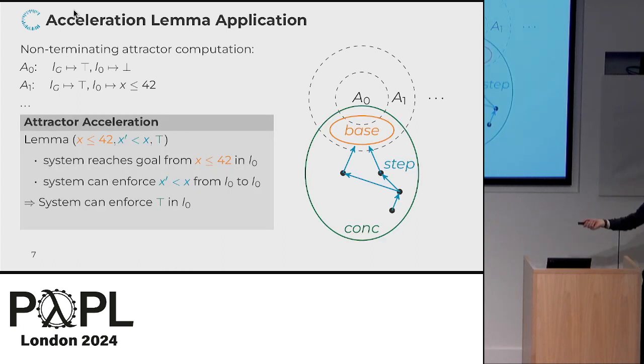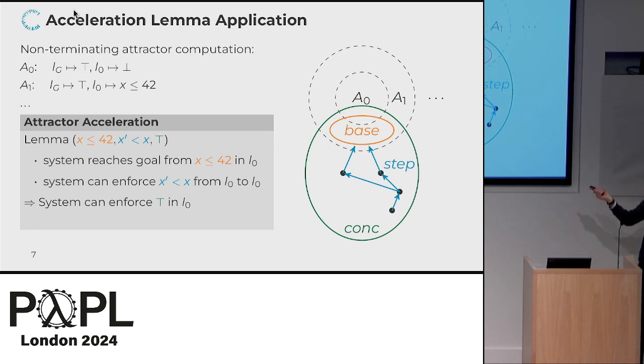Right, and then we have our lemma, and we first check that the system can actually reach the goal from the base, so the base is actually already in the attractor. This is true. And now we also check that the system can enforce to decrement x from L0 back to L0, right?